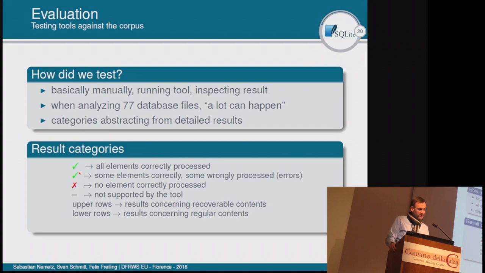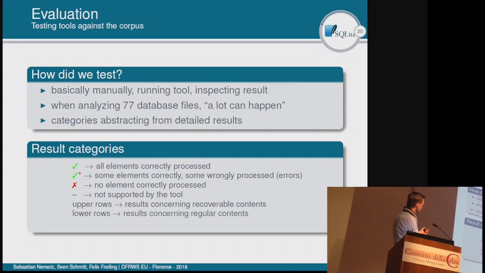How did we run the tests? Basically, manually. So we took a tool, ran it on all of the 77 database files, and had a look at the results. Of course, when you run a tool on 77 database files, a lot can happen. So we had to group the results somehow. That's a pity, I think, but it's necessary because otherwise you don't really understand what the results are.